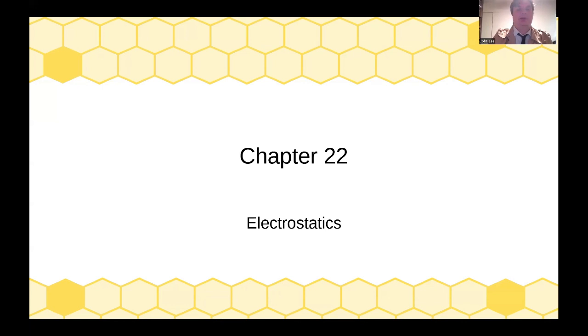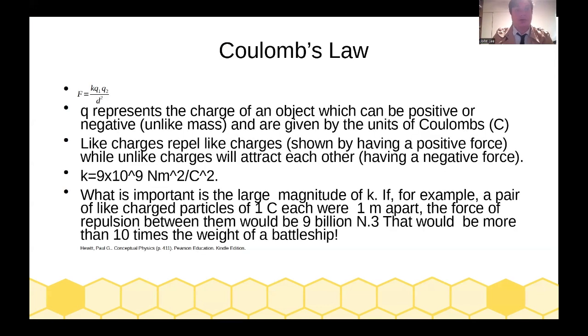To start out with, we are going to start with electrostatics because electromagnetism can be broken up into two kinds of forces, electric force or electric fields and magnetic fields. We're going to start out with Coulomb's law, which follows a force similar to the force of gravity. F equals k q1 q2 over the distance squared, whereas gravity follows the equation F equals G m1 m2 over distance squared, or mass 1 and mass 2.